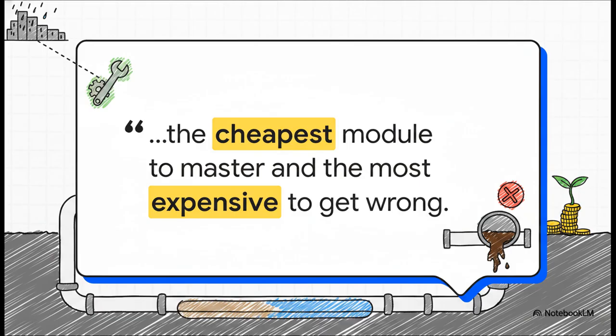As our source material puts it so perfectly, this stuff is the cheapest module to master and the most expensive to get wrong. I mean, think about that. Get the basics right, and your city just works. But get them wrong? The costs, both in money and environmental damage, can be absolutely catastrophic. Okay, so let's get into it.